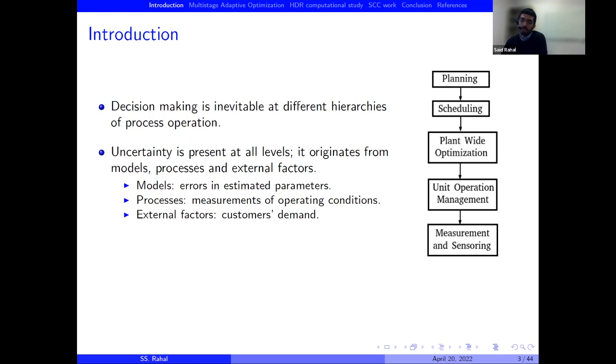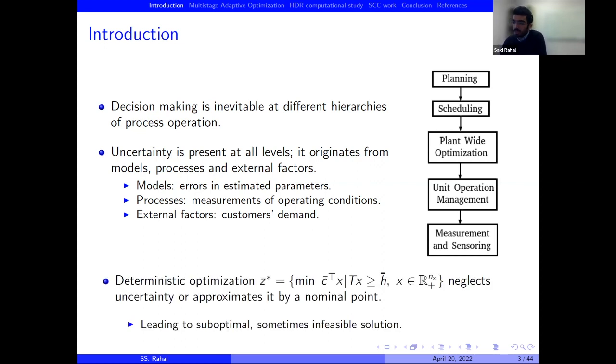In all these levels, we have uncertainty, whether it is from the models, basically some errors in the estimated parameters, empirical models, or the process itself, or even external factors like customers' demand, fluctuation in price, and stuff like that. Depending only on deterministic optimization, which basically neglects this uncertainty, or maybe approximates the uncertain parameter using a nominal value, will lead to a suboptimal solution, or sometimes infeasible. Maybe the failure to satisfy a certain demand, or the failure to maintain a certain safety requirement.